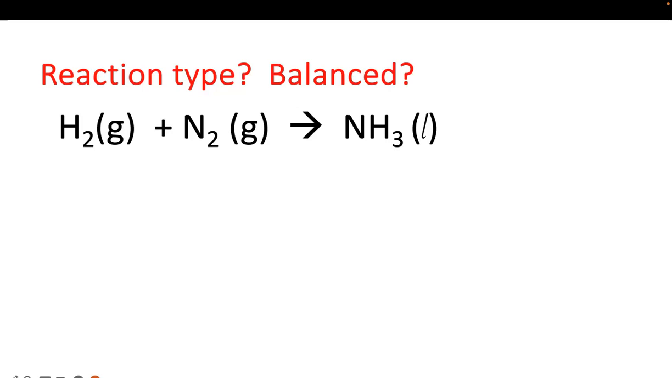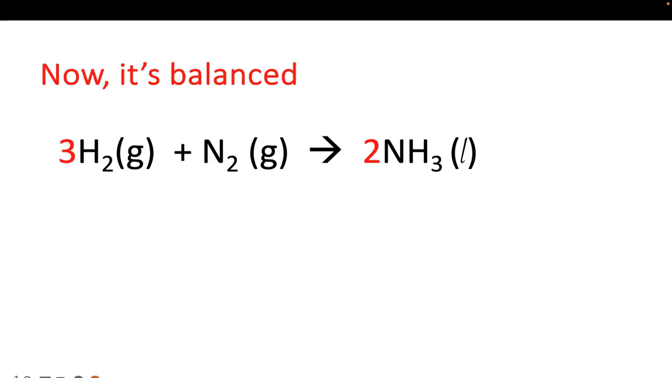How about this one? I see one product, multiple reactants. The reactants are all elements. The product is a compound. So that is going to be a synthesis reaction, and it is not balanced. So how would you balance it? What coefficients would you add? Hopefully you're thinking you would add a 3 there and a 2 in front of NH3, nitrogen trihydride.